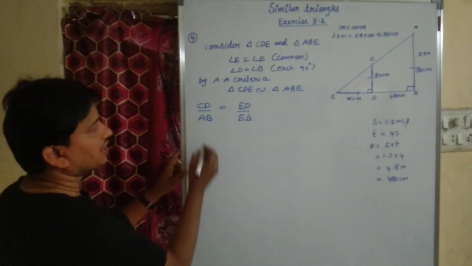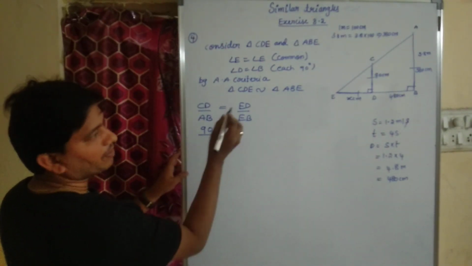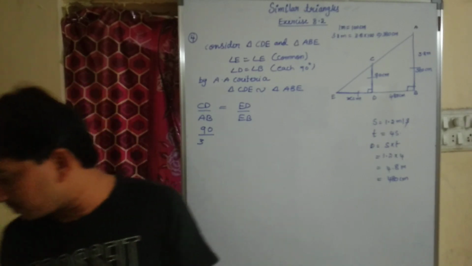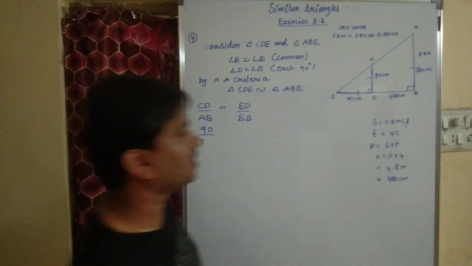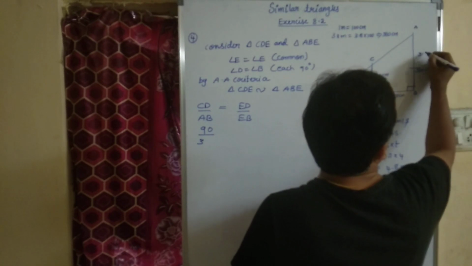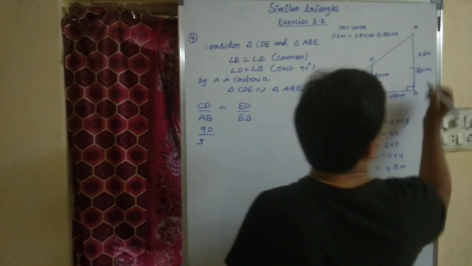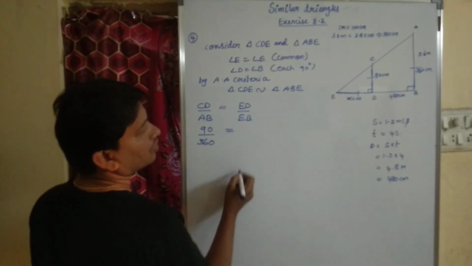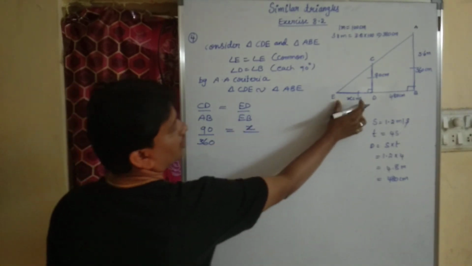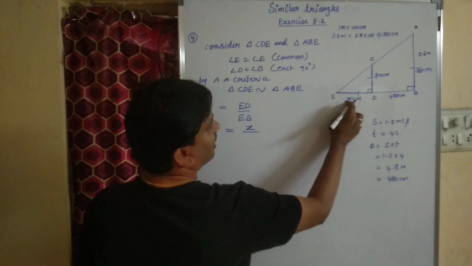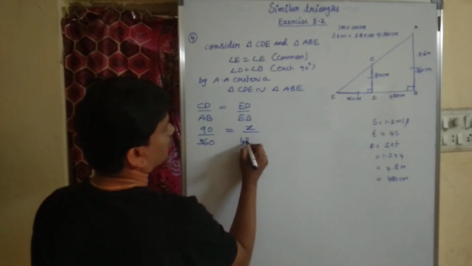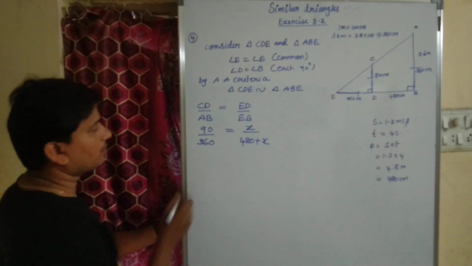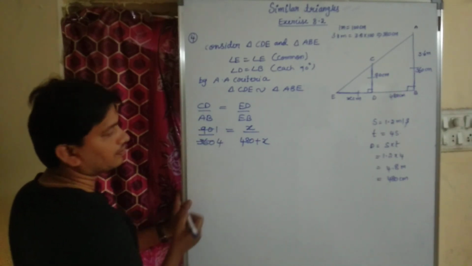So length of CD is 90, length of AB is 3.6 meters, children. If it is 3.6 meters, this will become 360 centimeters, right? So 90 over 360 is equal to length of ED over EB, where ED is x centimeter and EB is nothing but x plus 480.